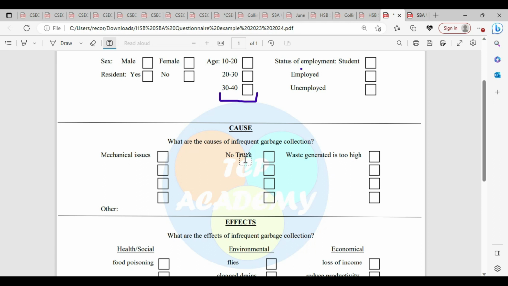We are supposed to be answering what causes infrequent garbage collection, not the other way around, where infrequent garbage collection will cause that. That is not what the question is asking. So cause here should tell what led to, or what are some of the reasons, contributing factors that would lead us to a point where we are having this problem. That is what the cause is about.